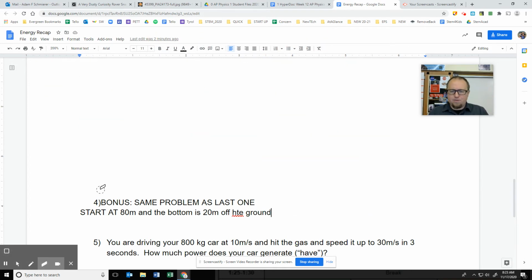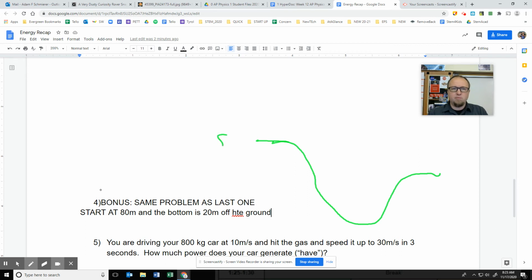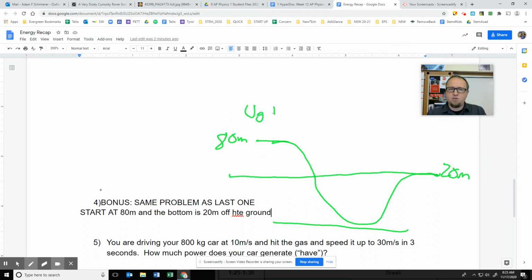I want to do one last one with bonus number 4 again. It's exactly the same problem. So I'm going to start at 80 meters, I'm going to end at 20 meters, and it goes down below it, all the way to the ground. I can set this up and say that's my 0. And I could say this has gravitational, same problem still, and it's moving, so kinetic. And when it gets here, I can say it just has kinetic if I call that 0.